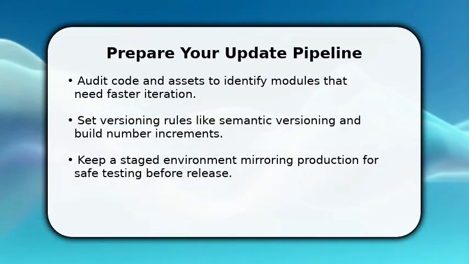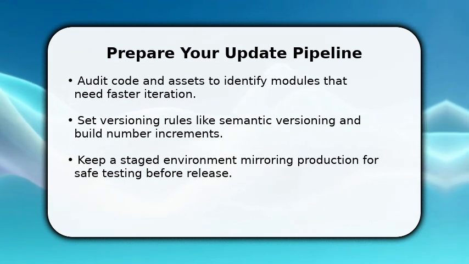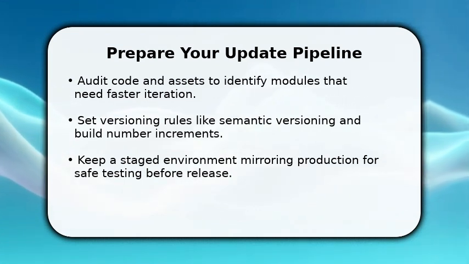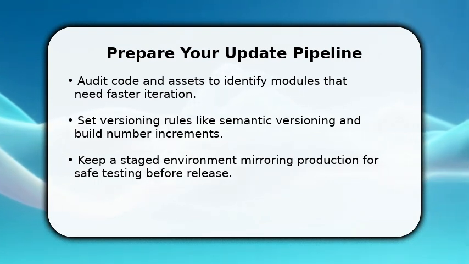Start by auditing your codebase and assets to identify modules that need faster iteration. Create a clear branching strategy and use semantic versioning with build number increments. Standardize dependency versions and lock files to reduce surprises during builds.